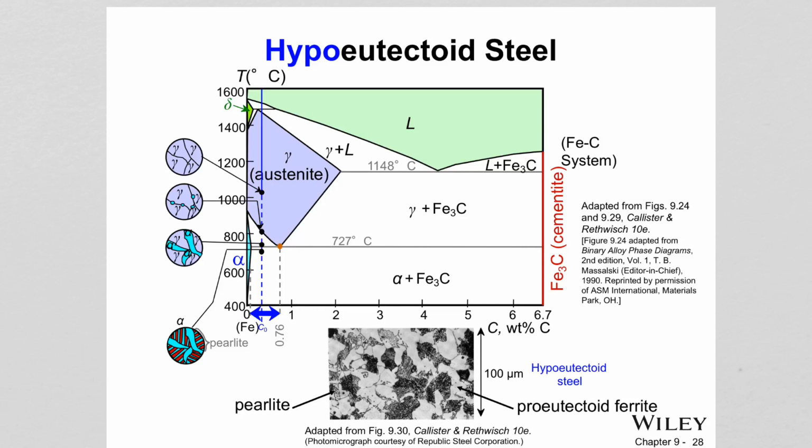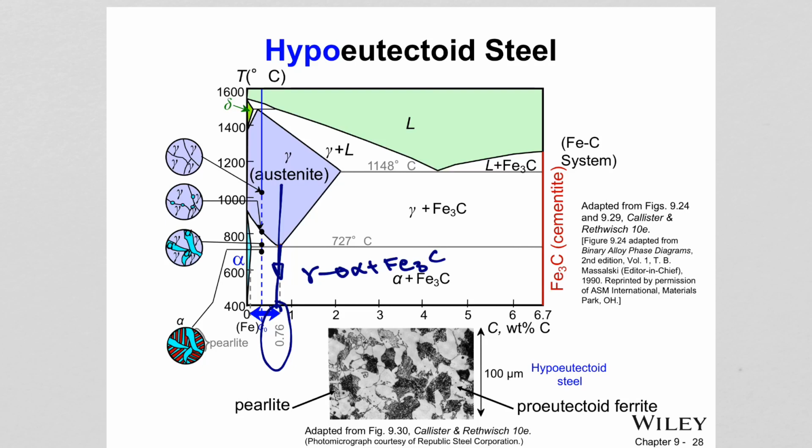This is hypoeutectoid steel, before the eutectoid composition. As you can see in the iron-carbon phase diagram, the eutectoid composition is 0.76% carbon here. This is where the reaction happens, right? We go from gamma to pearlite, which is the combination of alpha iron and cementite.